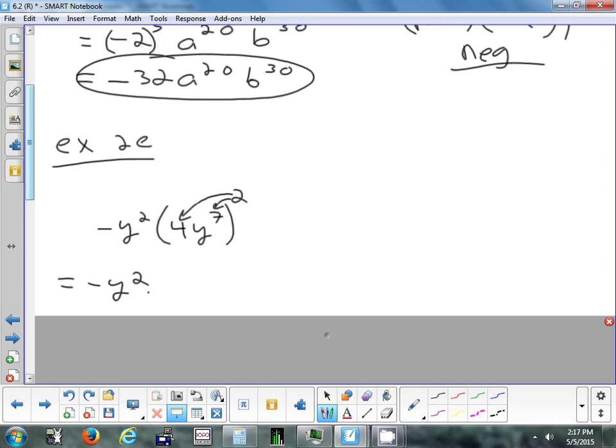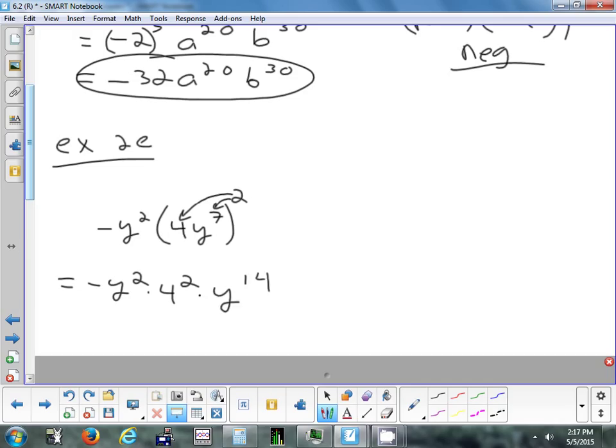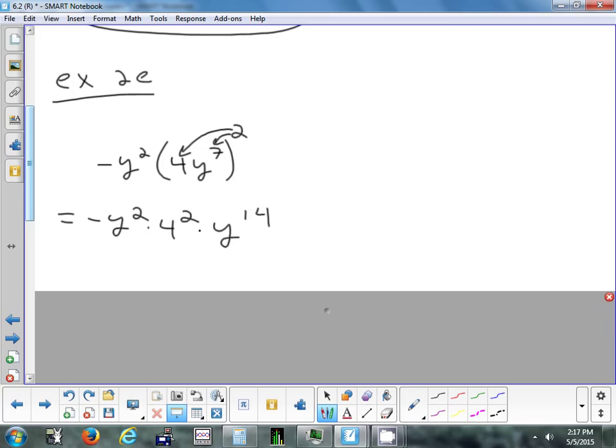So we have y squared times 4 to what power? 4 to the second. How about y to what power? Y to the 14th. This negative is just going to hang out in front. Nothing's going to happen to it. What about 4 squared? We can do that out. 16.